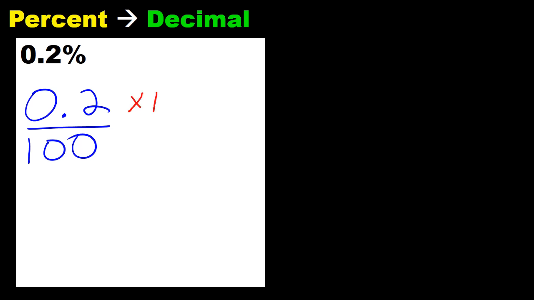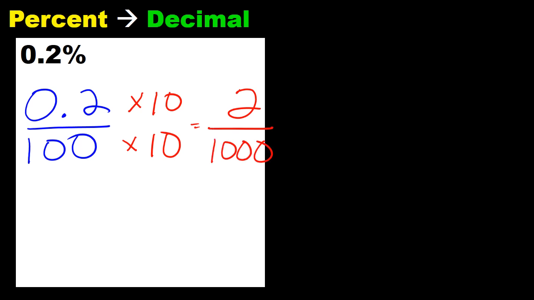2/10. I need to multiply the top and bottom by 10. 2/10, I'm multiplying now the top and bottom by 10. So that's going to equal 2 thousandths.